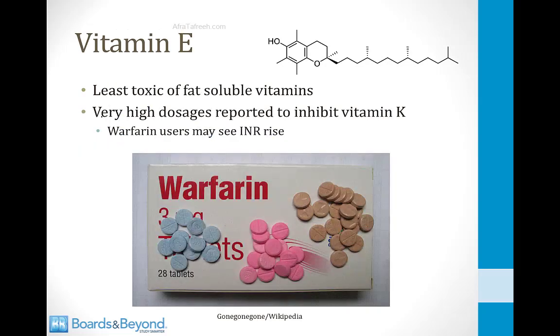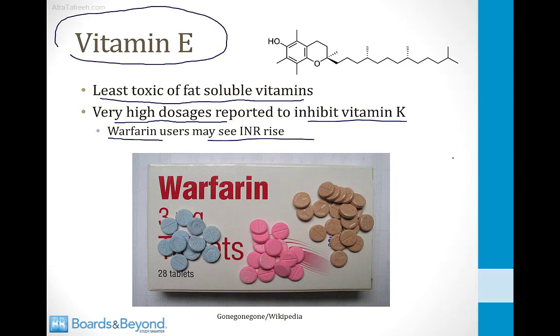As we have seen, most of the fat-soluble vitamins have a toxicity syndrome if you consume too much. Vitamin E is the least toxic of all the fat-soluble vitamins. There really isn't a very important syndrome associated with consumption of too much vitamin E. There are some reports that patients who take very high dosages have inhibition of the effects of vitamin K, which we'll talk about next. The one place this could sometimes have an effect clinically is that warfarin users may see their INR level rise if they're taking too much vitamin E because the vitamin E begins to inhibit vitamin K in addition to the warfarin that they are already taking.